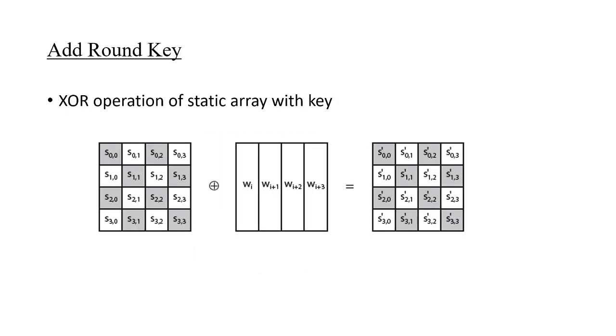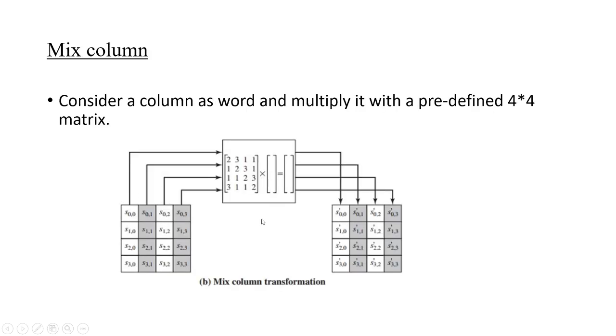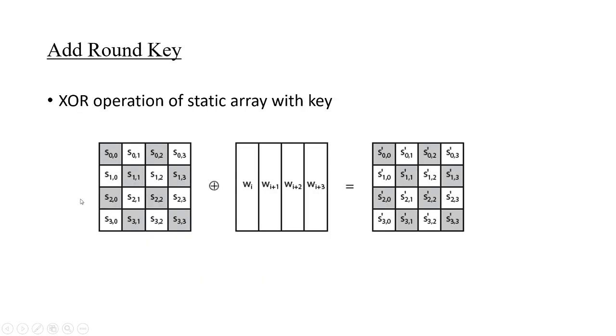Add round keys. Here it performs XOR operations. The static array, which means the output of the mix columns, is this. Considering the first column as the first word, it undergoes an XOR operation with the key. Here there are 4 subkeys. The first subkey is this, that is one word. It undergoes the XOR operation and is stored in the static array. So only subkeys are used in add round keys.